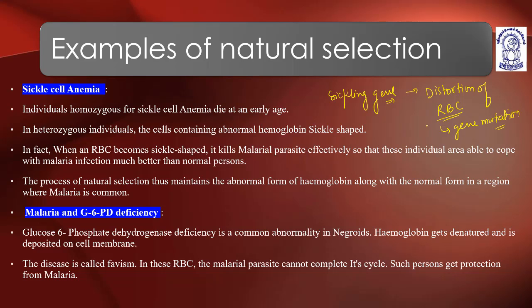So the persons which are homozygous, meaning they are carrying a pair of sickling genes, die at an early stage, because in the homozygous condition it becomes a lethal gene or lethal effect. In heterozygous individuals, they become carriers. The cells contain abnormal hemoglobin and are sickle shaped. In case of females, it is carrier. In case of males, it is symptomatic.